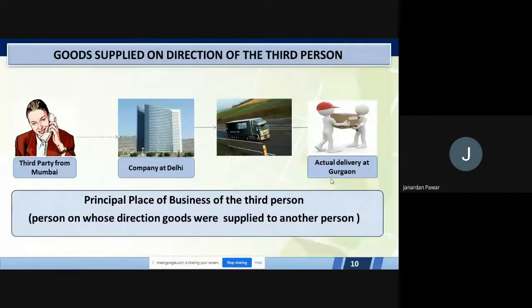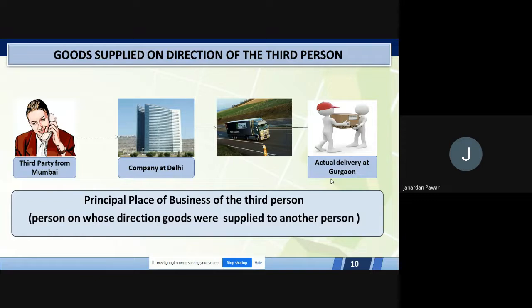Now, goods supplied on direction of the third person. Look at this. This one is more interesting. And when I complete this, I'll take a break for today's session. Goods supplied on direction of the third person. On direction of third person means what? Suppose you wanted to supply goods to me. Actually you are from Delhi and you wanted to supply goods to me. Or for example, you supply goods to my wife, who is in Karnataka. So on my direction, you have actually delivered goods at Karnataka.